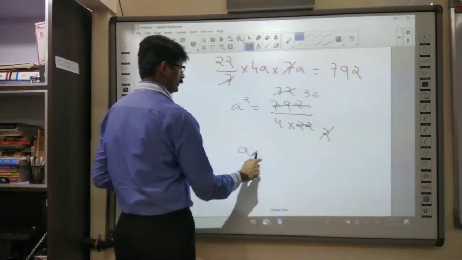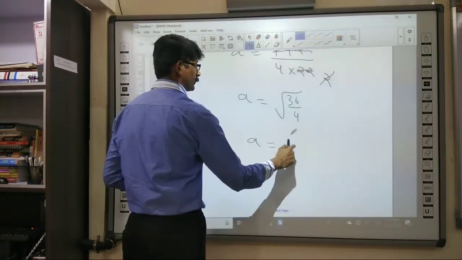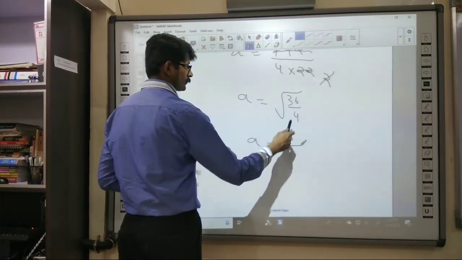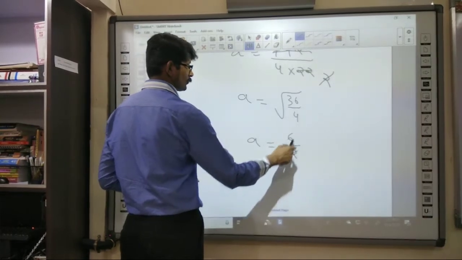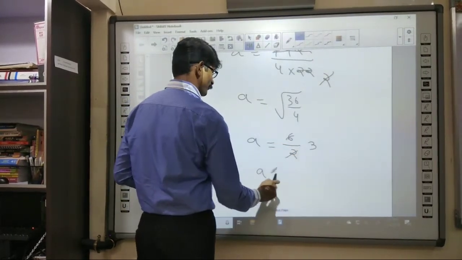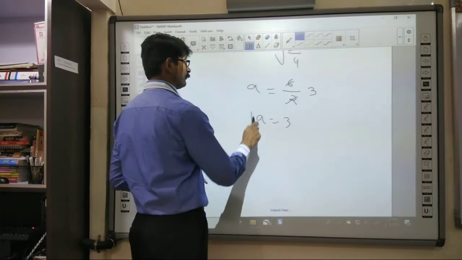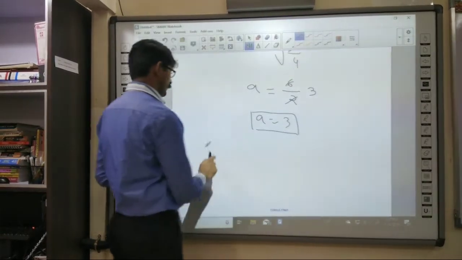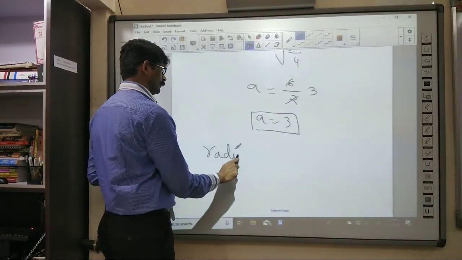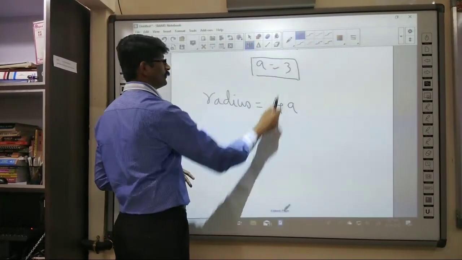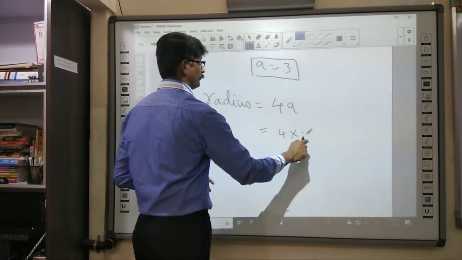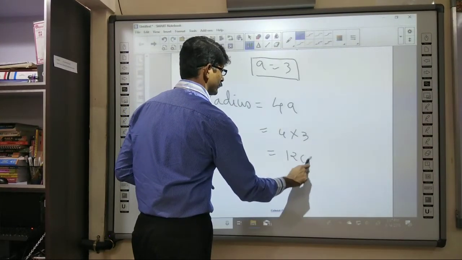So a would be 6 upon, let's say, 2. Root of 36 is 6 and root of 4 is 2. 2 1s and 2 3s are. So a is equal to basically 3. And once you get the value of a, we know the radius. Radius is nothing but 4a. So we got a is equal to 3. So 4 into 3, which is 12 centimeter.